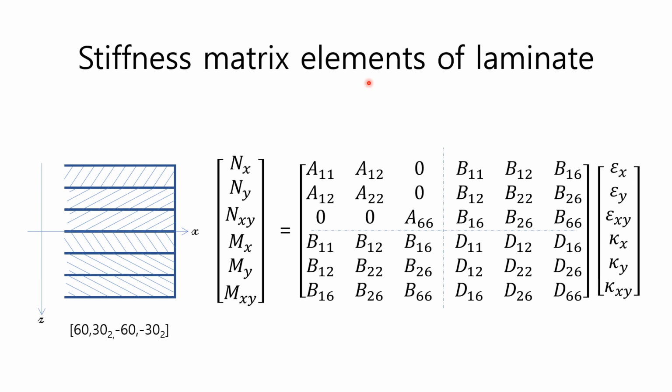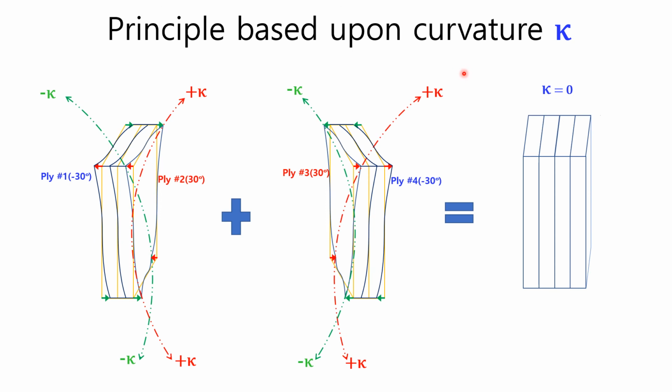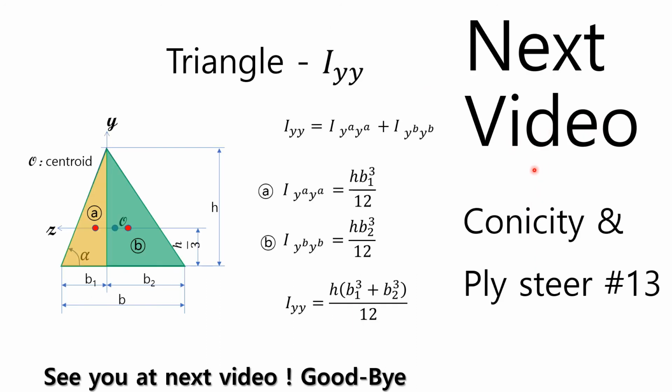If you watch the previous videos, you can easily understand the upcoming videos. In the previous video, E37, I explained the various types of stiffness matrix and their elements. Recently, I explained the principle to make in-plane and out-of-plane coupling stiffness elements equal to 0 based upon the sequence order of laminate plies. The next video will be plysteer part 13. I will explain the second and the product moment of area.